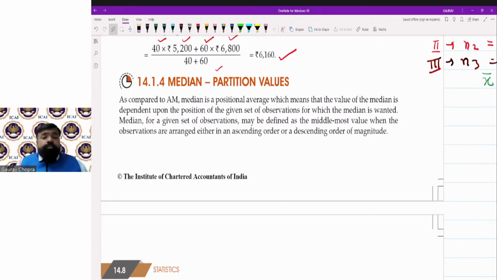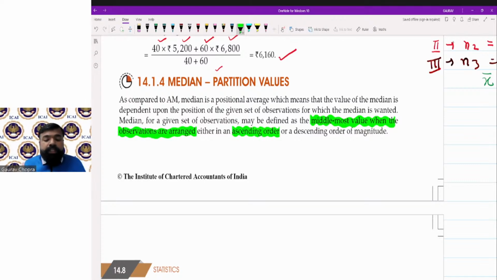So welcome back, guys. Now let us begin with the topic median. So what is median? Median is basically the middlemost value of an arranged series. What is important? Arrangement is important here. It requires arrangement. So, the middlemost value when the observations are arranged.